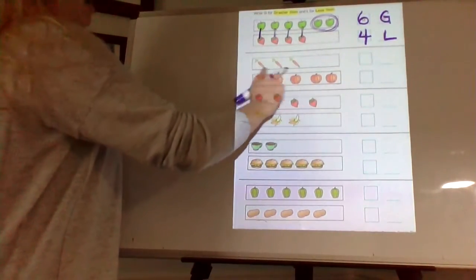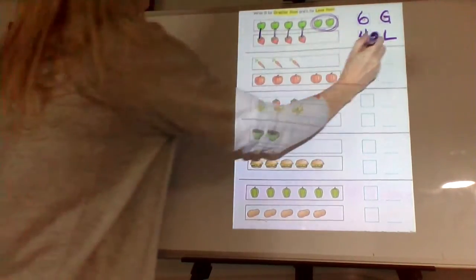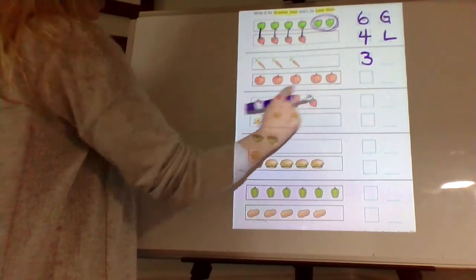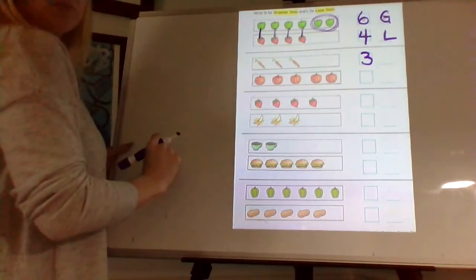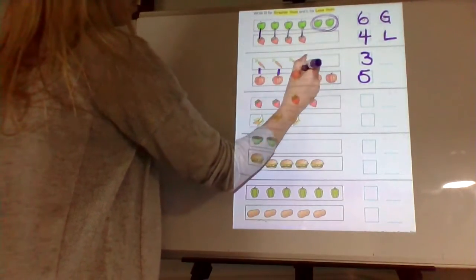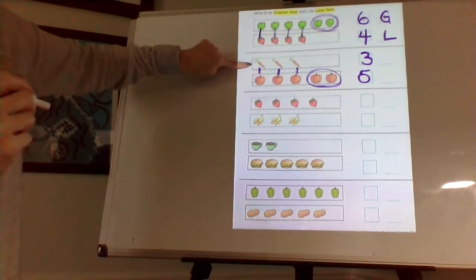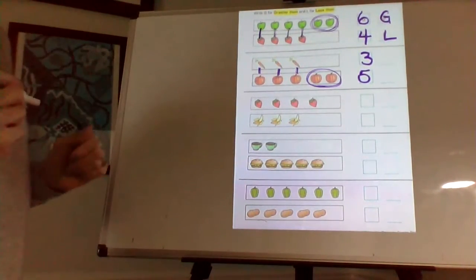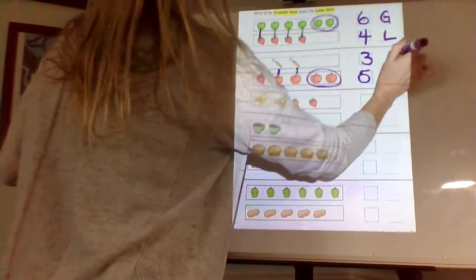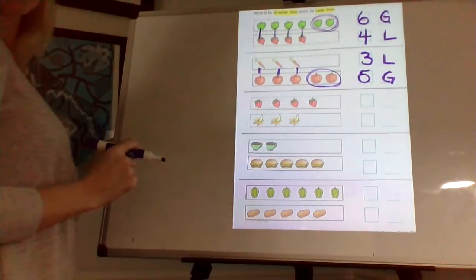Okay, let's look here. How many carrots do you see? How many carrots is that? Good, 3. Look at the pumpkins. How many pumpkins do you see? 5. Okay, so let's match them up. We've got some extra here. Which number is greater? Do we have a greater number of carrots or do we have a greater number of pumpkins? The pumpkins are greater because there's more. So a G for greater and an L for less. There's 2 more pumpkins than carrots.